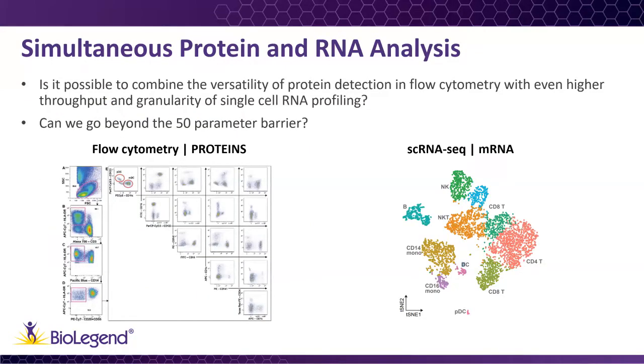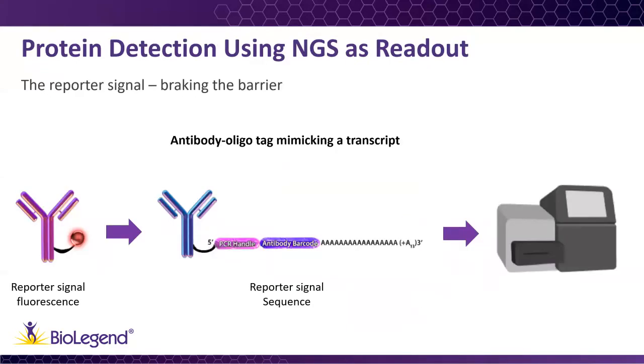With the advent of single-cell transcriptomics, cell analysis was transformed by the ability to characterize thousands of transcripts simultaneously at the single-cell level. The introduction of single-cell transcriptomics raises the question: can we combine the versatility and power of flow cytometry with the high throughput and granularity of single-cell RNA-seq? The answer is an emphatic yes.